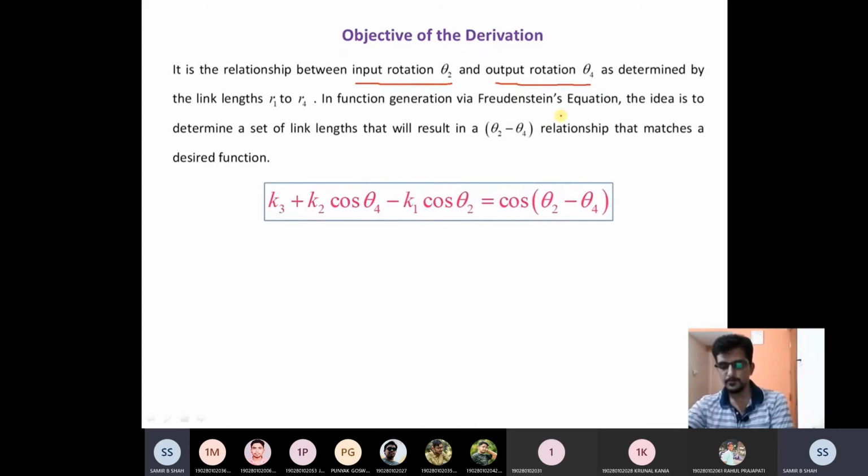So this will be the Freudenstein equation: K3 plus K2 cos theta 4 minus K1 cos theta 2 equal to cos(theta 2 minus theta 4), where K1 will be R1 by R4, K2 will be R1 by R2, and K3 will be (R2 square plus R4 square plus R1 square minus R3 square) divided by 2 R2 R4. As simple as that.